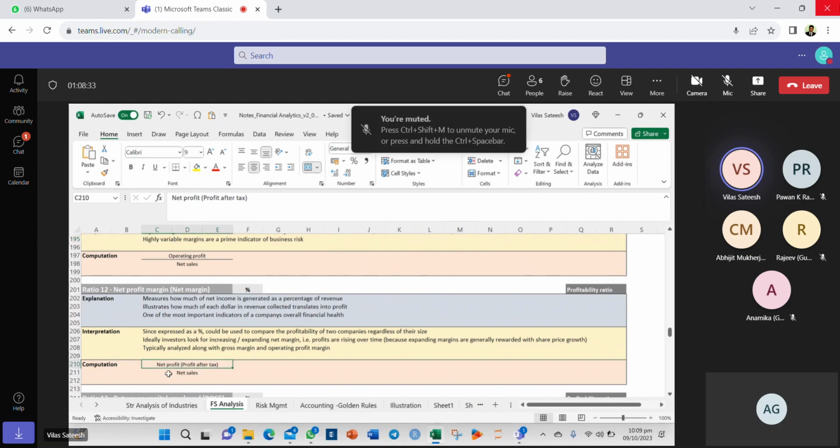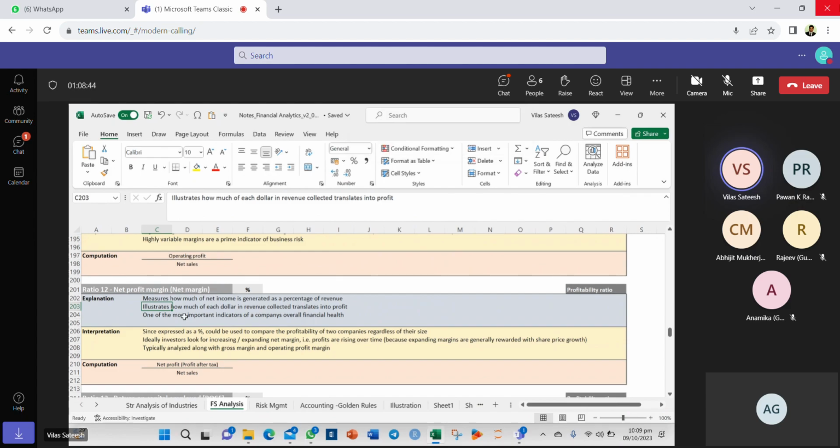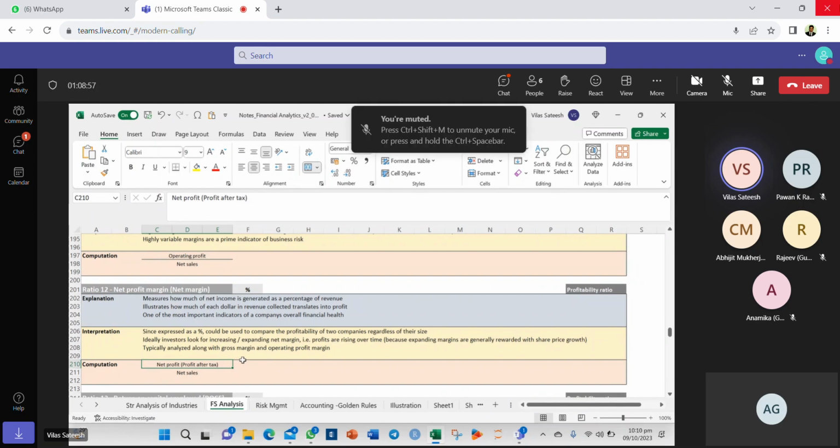This is one of the most important ones. How much is your net profit ratio? How much of each dollar of revenue that you're collecting gets translated into your shareholders' profit, which is available for distribution as dividend or as retained earnings. So this is, I think, very important. Net profit after tax divided by net sales. So this ratio is very important.